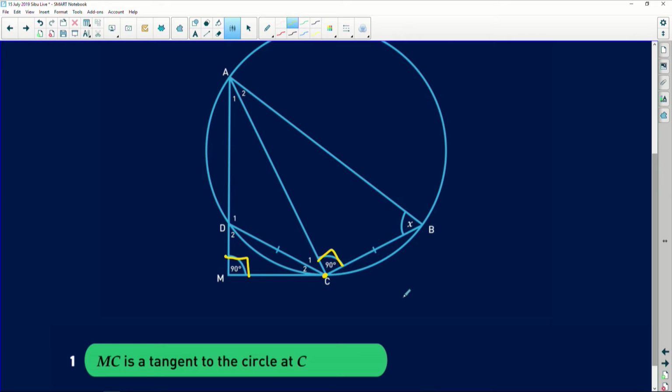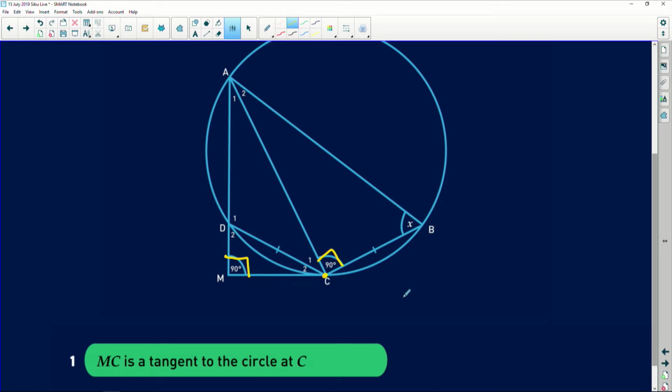There are 3 of them. A line from the center is perpendicular to a tangent. Secondly, the tan chord theorem. Thirdly, 2 tangents from the same point are equal in length. So it's got to be one of those 3. Once you have proven any of those, then you can claim that that particular line happens to be a tangent. Okay, cool. So let's see how we can do this one.